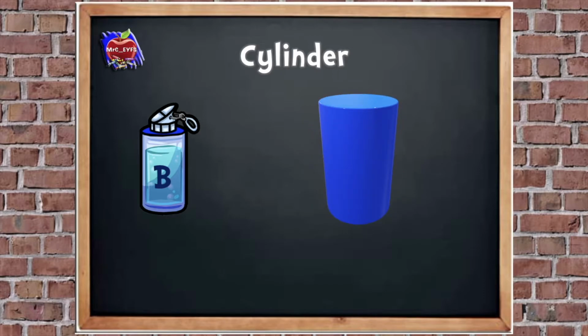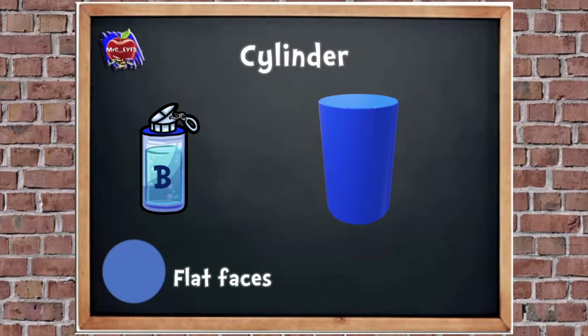Yeah, do you know, you're right. It's got flat faces again. And those flat faces, what shape were they? Circles. Excellent. What else did you see? Because it hasn't just got flat faces. What else can you see? Yeah, it's got a curved face that goes all the way around.